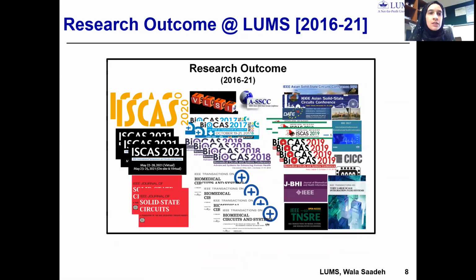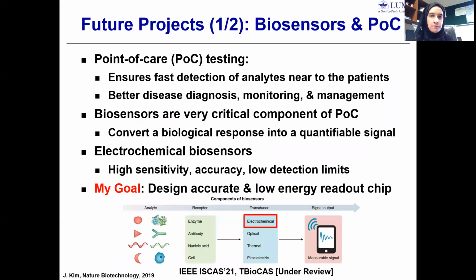To summarize my research outcome for my tenure here at LUMS, I have published several IEEE conference and journal papers to summarize my research findings for my projects.